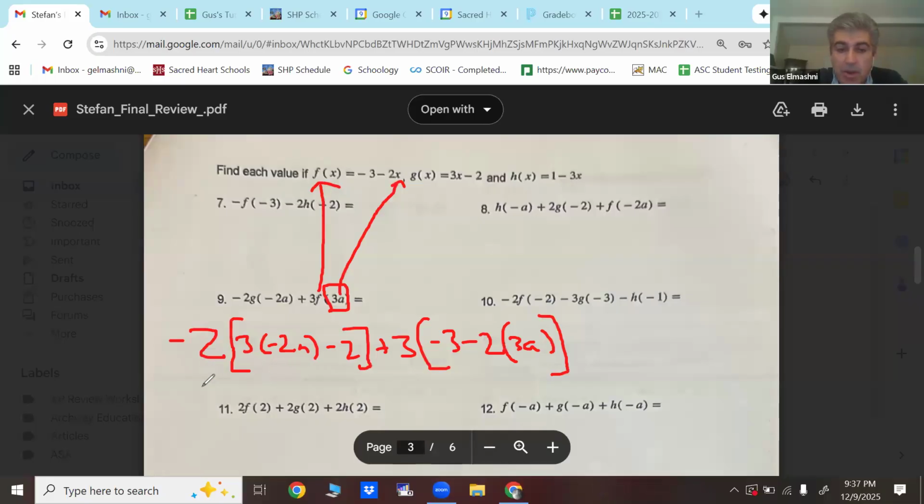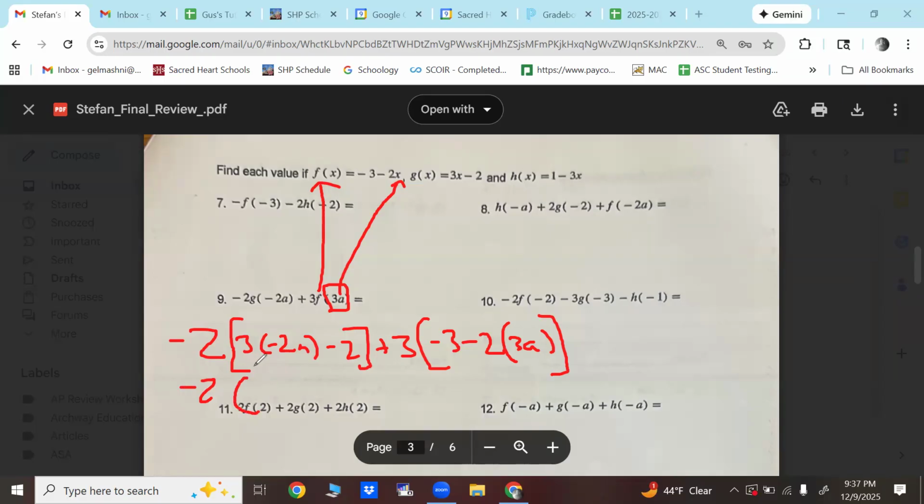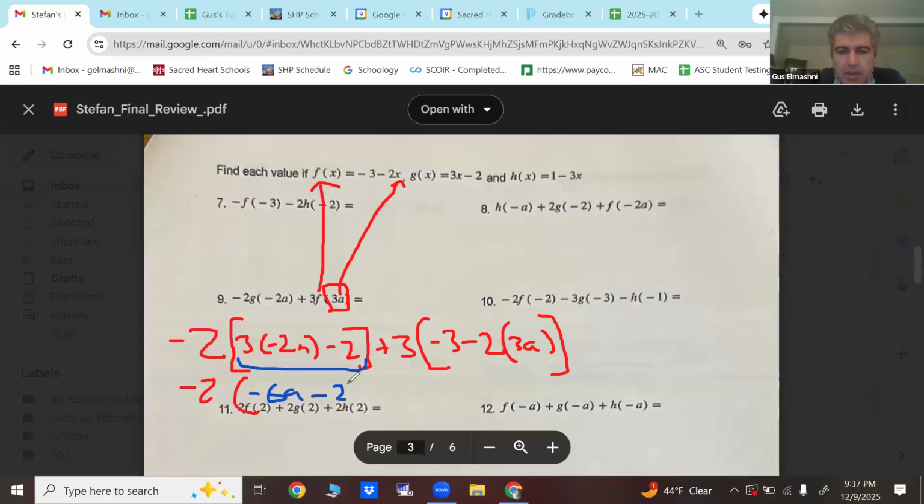So if we go through the simplification process, let's look inside the bracket. Here you have 3 times -2a minus 2. How do you clean that up? What's 3 times -2? Negative 6. So -6a minus 2, okay. And let's clean up here as well: -3 minus 6a.